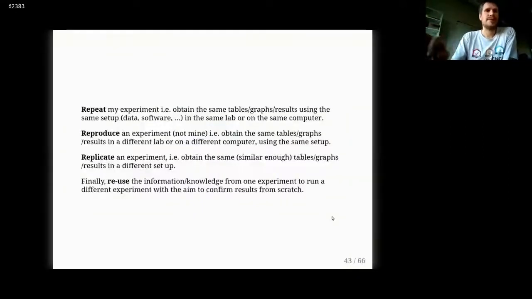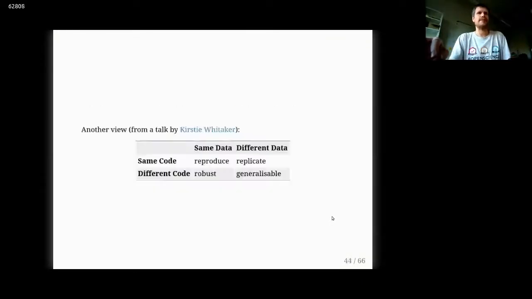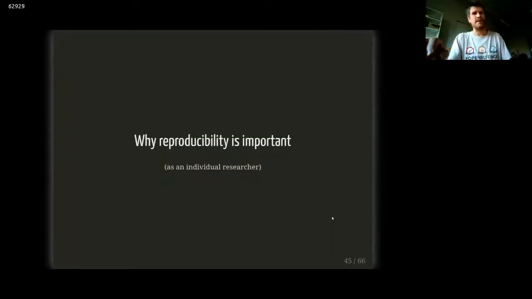That becomes sometimes very difficult. And then there is kind of the next level, which is reusing information from one experiment to run a completely new one, a new experiment to, for instance, confirm results from scratch. So we have these different levels in reproducibility. And here's another table that shows something very similar.